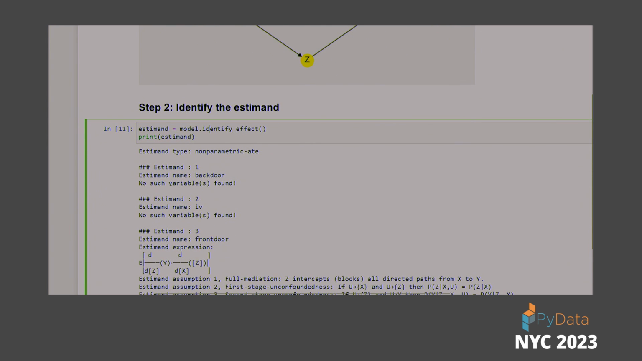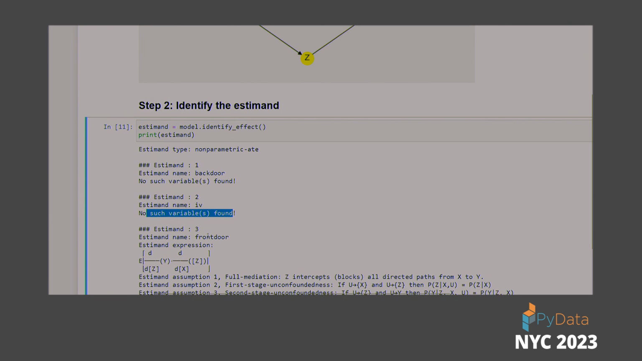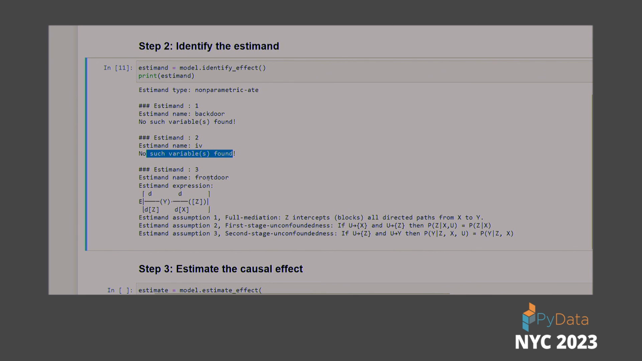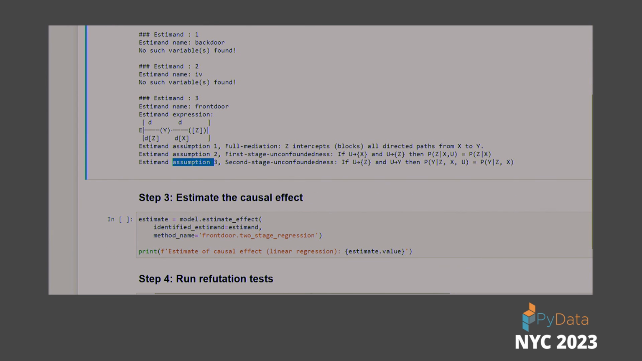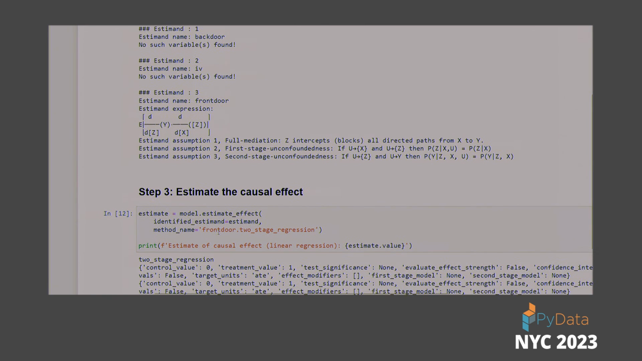And you can see that it only currently supports 3 types of estimates. First is backdoor, and it says no such variables found. Second is IV, which stands for instrumental variable, and also not found. But luckily, it found the front door estimate. There's an expression, a symbolic expression. It also lists the assumptions. And then when we have this estimate, we can use the estimator to estimate the effect.